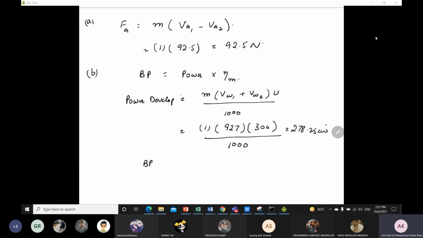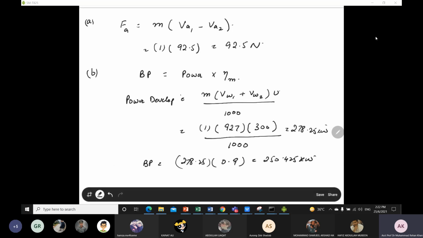The power developed we are fine. Now we can easily find the brake power, which is equal to 278.25 multiplied by 0.9. So this is equal to 250.425 kilowatt. So this is the answer of part B. You have to note it down, then move to part C also.